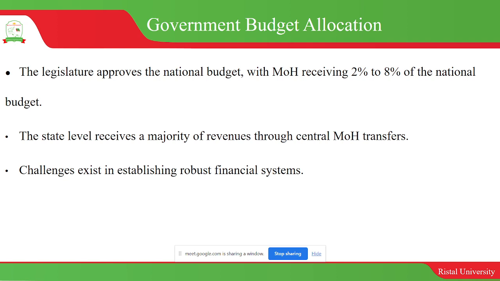So the Ministry of Health comes up with a budget, and then it takes it to the legislature together with the Ministry of Finance, and that budget will be approved. Usually the budget has been between 2 to 8% of the national budget. This is below what is recommended to be spent on the health sector. The Abuja Declaration suggests that 15% of the national budget is spent on health.